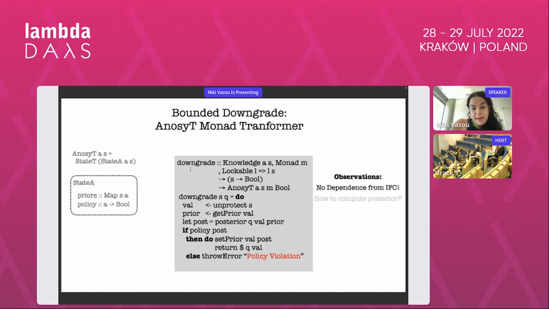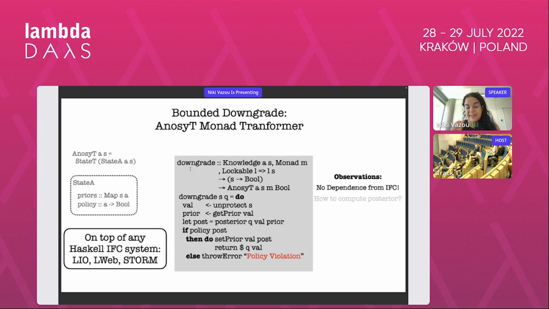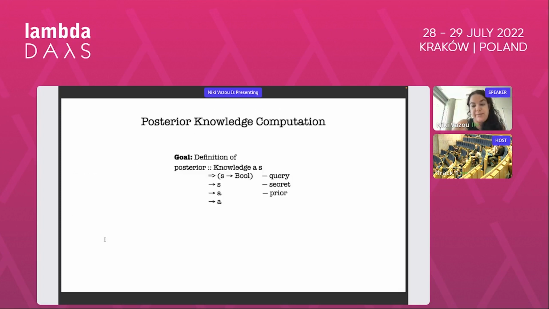Okay, so we defined downgrade as a function on the Anosy monad transformer that keeps track of all the information that I'm revealing. And again, I think this is a very cool upgrade from being very tied to one specific monad, because as I mentioned before, Haskell is the ideal place to do IFC, and there are all these very nice libraries that do it. And the claim here is that you can use bounded downgrade on top of any of these IFC libraries. Essentially, for each secret information, we keep track of the revealed information.